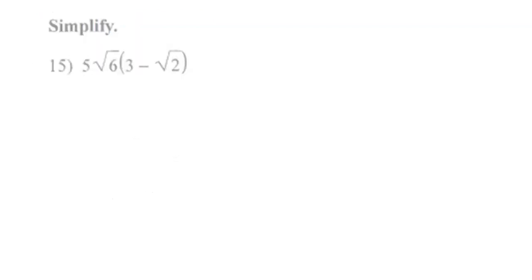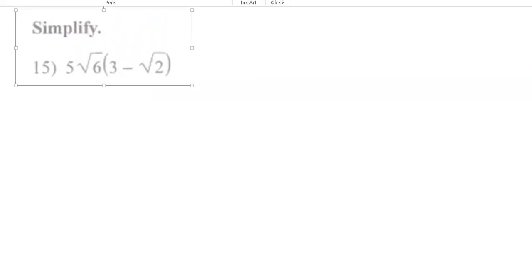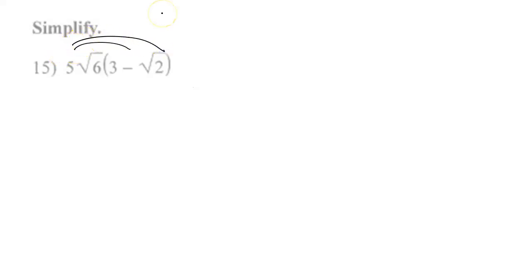Then we take a look at the next example. It's a little bit more complicated. We have 5 times the square root of 6 times the quantity 3 minus square root of 2. Again, we need the distributive property. Sorry about that. So we have 5 times the square root of 6 times 3.